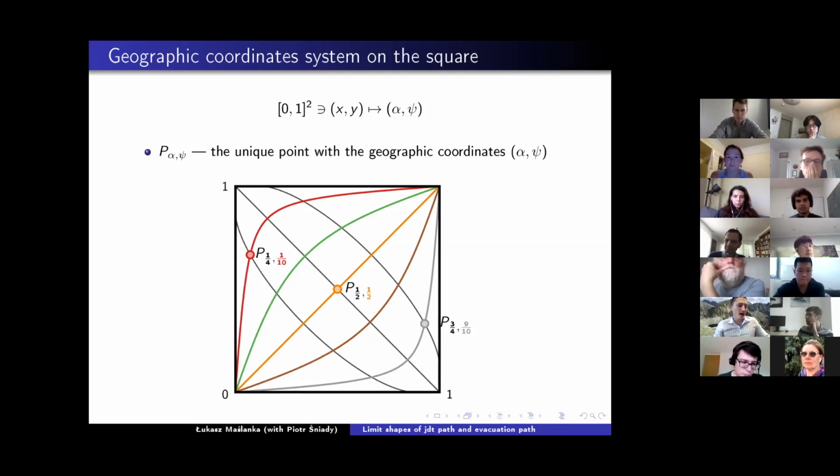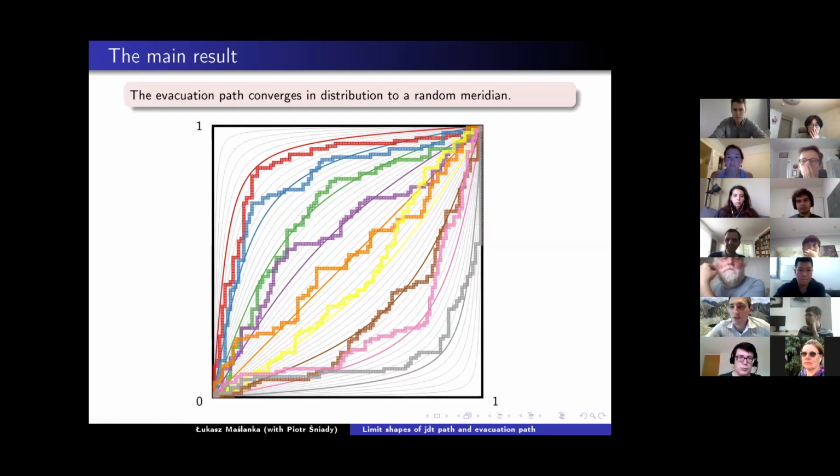So our main result says that the evacuation path converges in distribution to a random meridian. Here on the figure, you have several random geodetical paths and some meridians in solid lines, and these meridians were chosen so that they intersect our geodetical paths on the anti-diagonal of the square. So the question is, why do we move along the meridians?